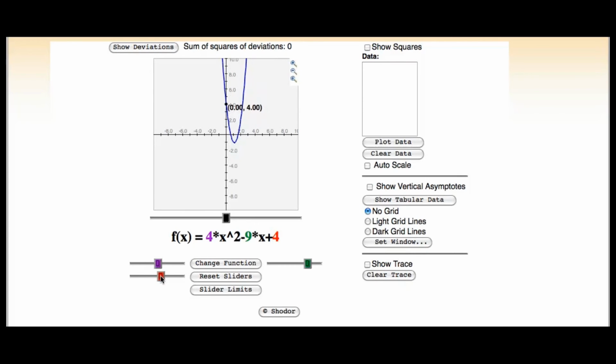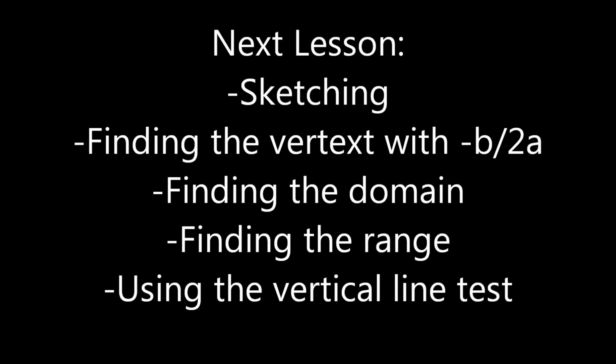So when we're increasing the number, the parabola shifts up. And when we decrease the number, the parabola shifts down. So, that is our lesson. Next lesson, we will be given a quadratic function, and we would have to sketch it, find the vertex using negative b divided by 2a, find the domain, find the range, and use the vertical line test.